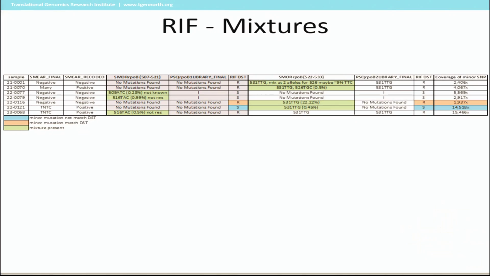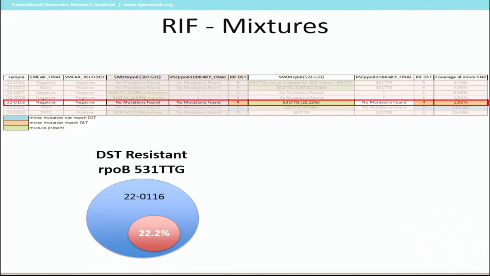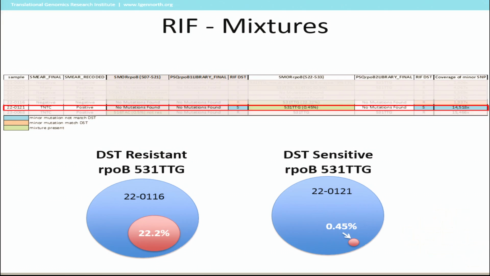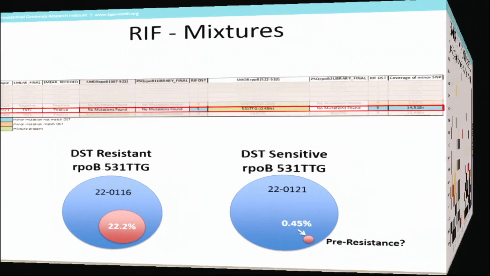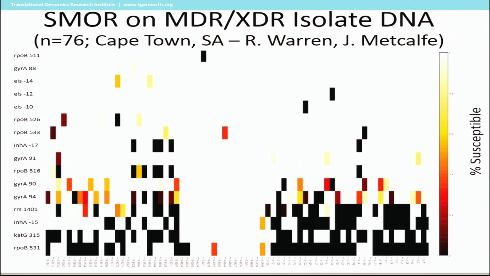Another example, looking at rifampicin resistance, these were DST resistant. This one here at 22% coverage, and so comes up both genotypically and phenotypically, as that would make sense. But another one that was DST sensitive at the same loci, 0.45% resistant. And these are, again, very low level, and the question is, is this considered pre-resistant? I think these are questions we can ask now and start to explore, because we have the tools to follow them along. And we also have partners that actually can do some nice modeling.